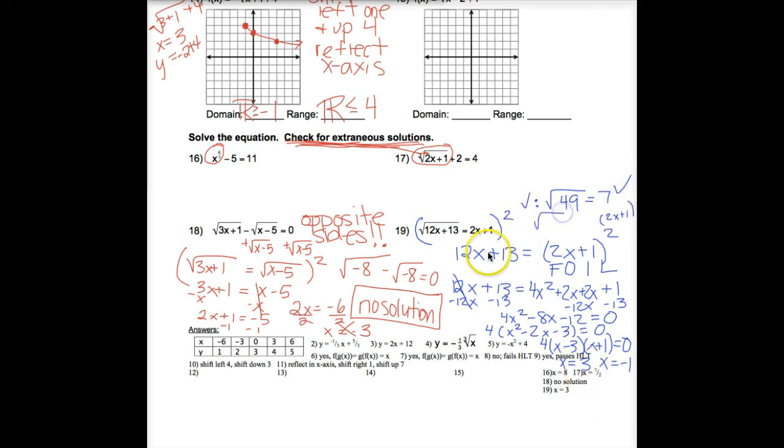Then I need to plug in x equals -1. 12 times -1 is -12, plus 13 is 1. On the right side, 2 times -1 is -2, plus 1 is -1. Square root of 1 is 1. This is -1, so this is a no. Again, remember, we don't do plus or minuses when we're simplifying expressions. So this guy doesn't work. X equals 3 is our only solution.